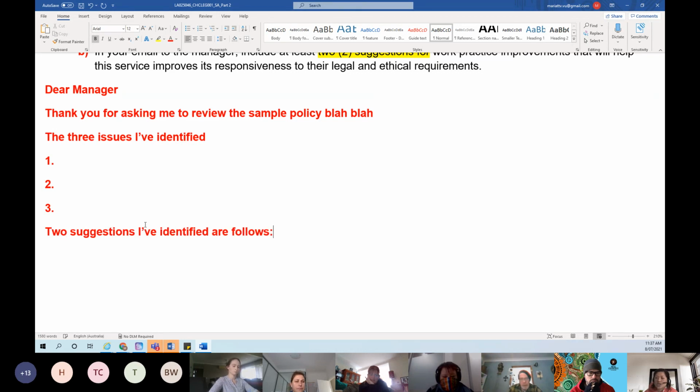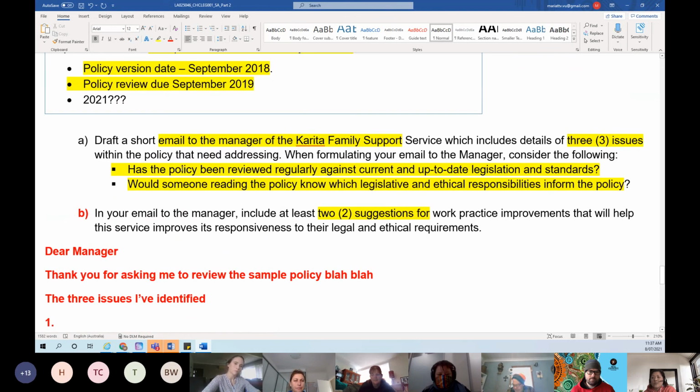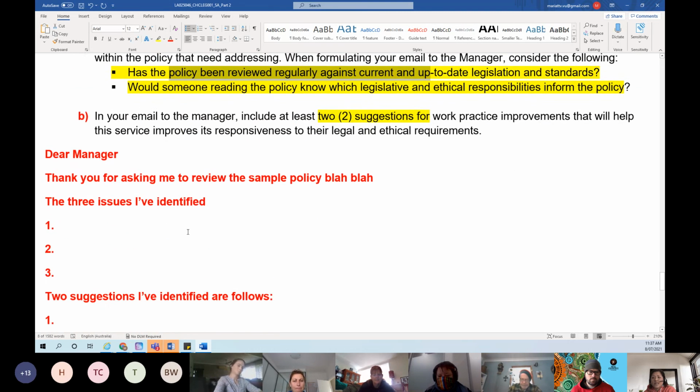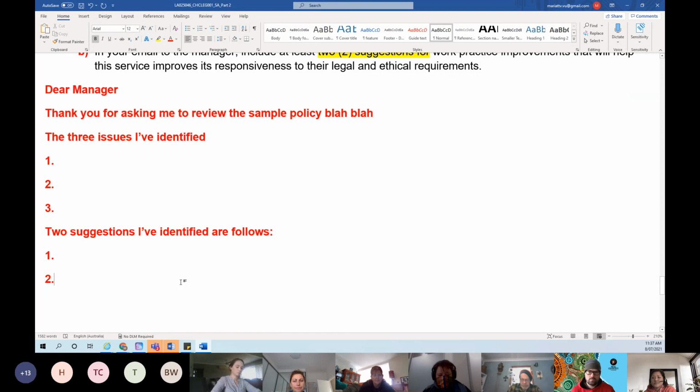Tell me, what will be 2 suggestions to mitigate what we've identified earlier? How are we going to make sure we update the policy every year or by the review date? How are we going to do that? How are we going to make sure the policy is reviewed regularly? Anyone? Yeah, thank you. I was just going to say, review it consistently, keep it consistent.